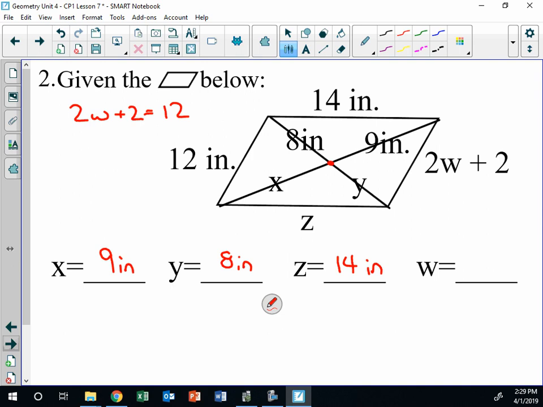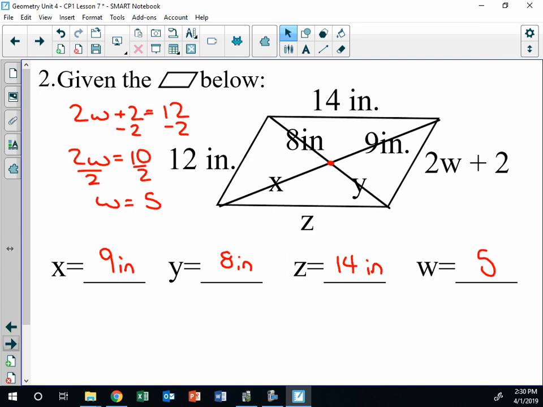Working through our solving steps, we have to undo the addition first, and we get 2W equals 10, and then undo the multiplication with division, and we get W equals 5. And remember, whenever you're solving, especially if it's in a test situation, make sure that you take your answer, plug it back into the equation, and see that it does work for the specific problem.